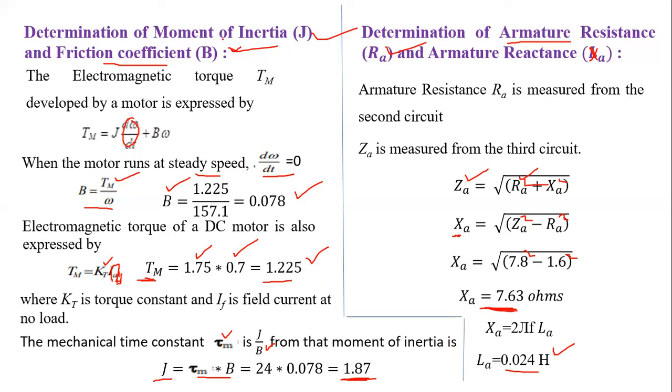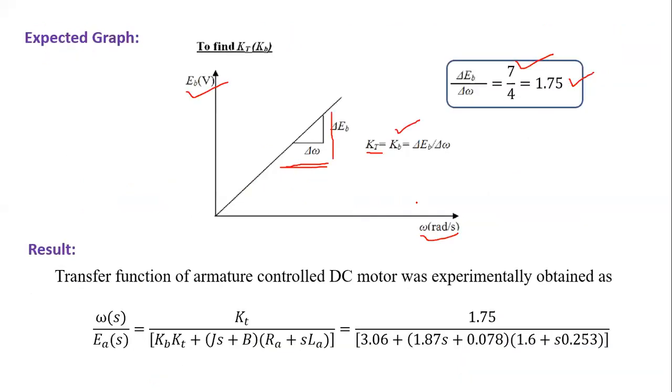So now we know the J value, B value, RA value, and LA value. Once we know all these parameters, then we can write the transfer function. If we observe the main equation, KT is already calculated, that is 1.75, and KB into KT, both being equal, is 1.75 into 1.75, which is 3.06. J we saw previously is 1.87, B is 0.078, RA the armature resistance is 1.64, and LA is 0.253.